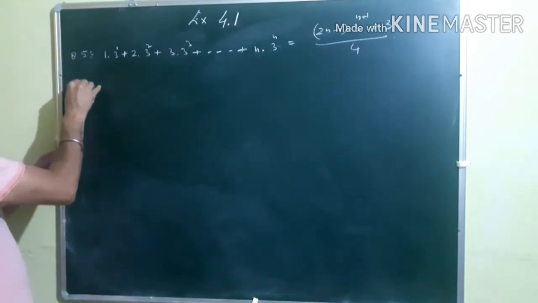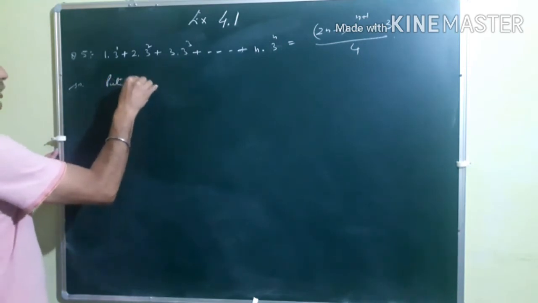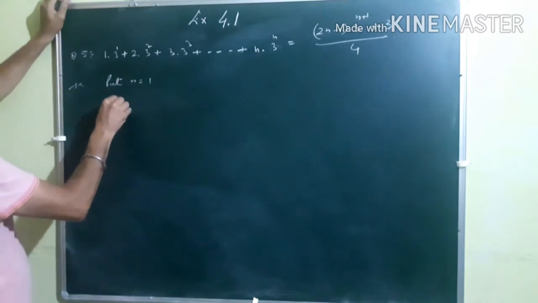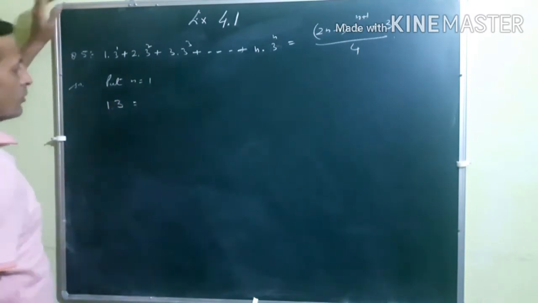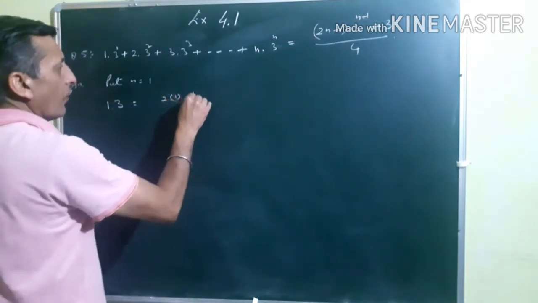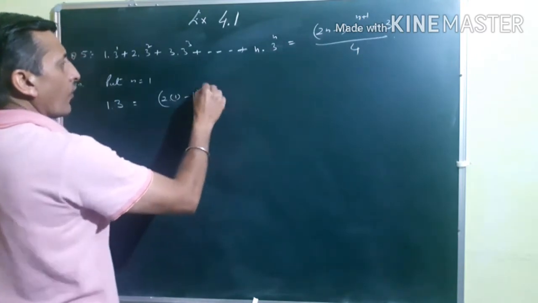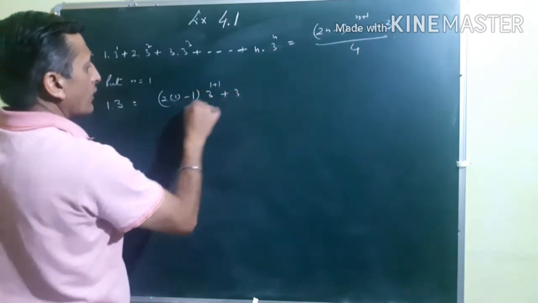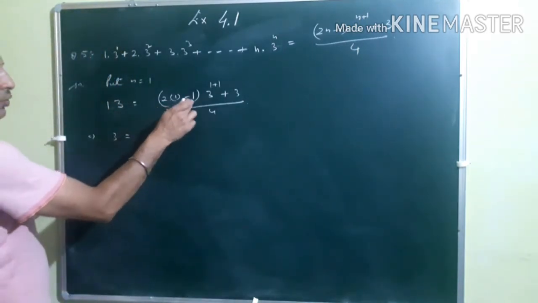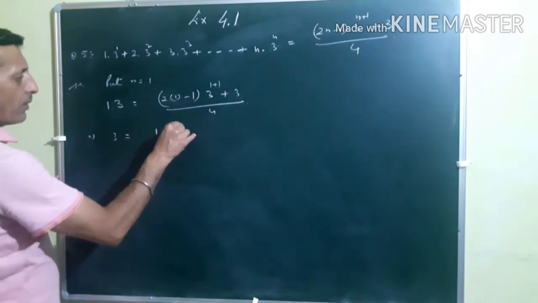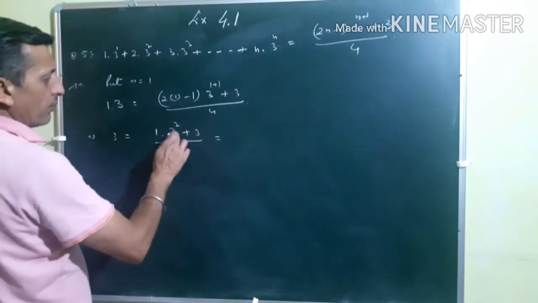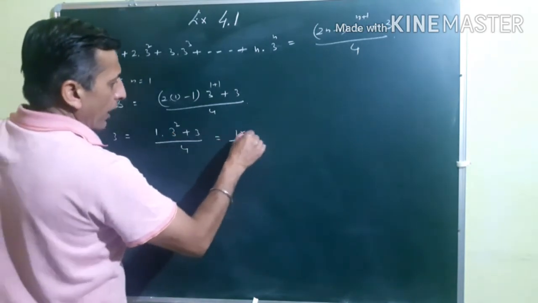So once again, step number 1, put n is equal to 1. Okay, so we have to put n is equal to 1 in the left hand side, either here or here. So it's 1 into 3, that is equal to 3. Similarly here, it's (2 into 1 minus 1) into 3 to power 1 plus 1 plus 3 whole upon 4, and this is equal to 3. 2 minus 1 is 1, 1 into 3 to power 2 plus 3 upon 4, which is 3 to power 2, that's 9, 9 plus 3 that's 12, 12 upon 4, and that is equal to 3.